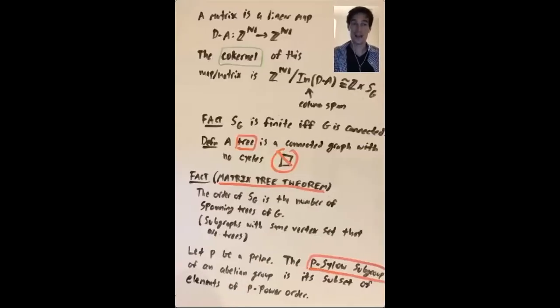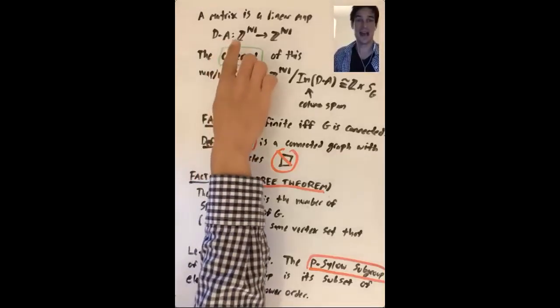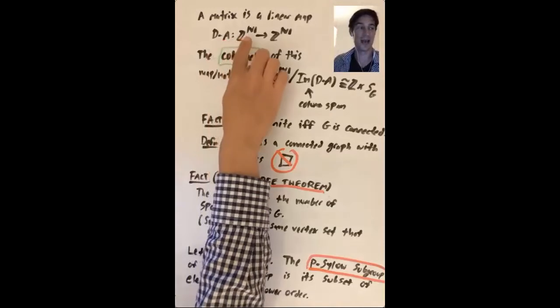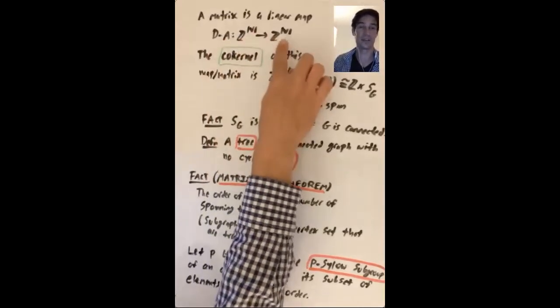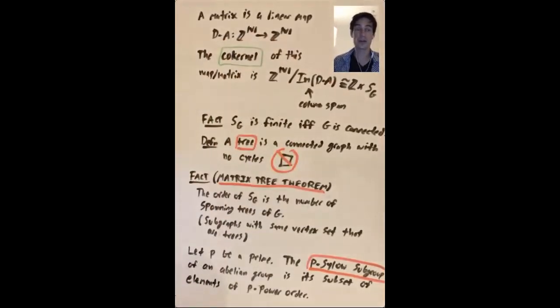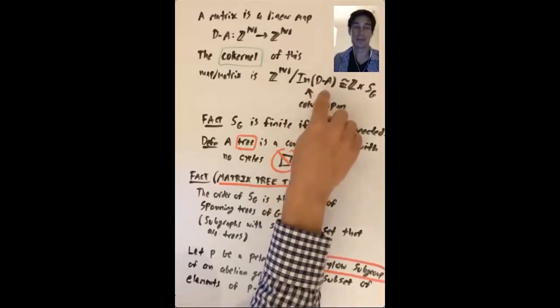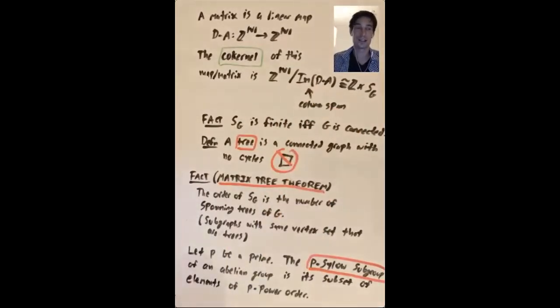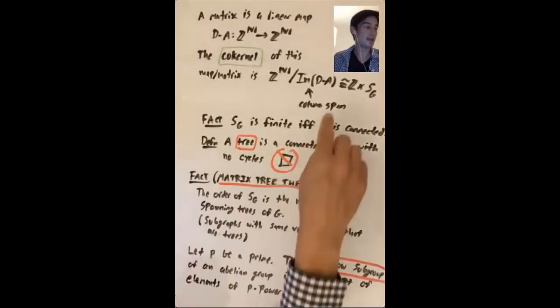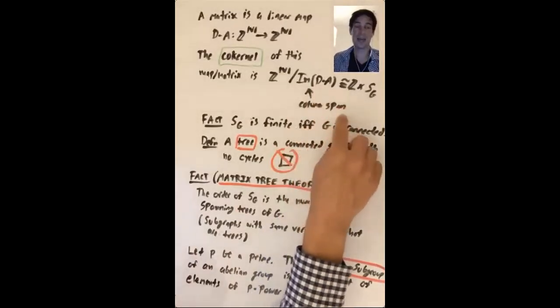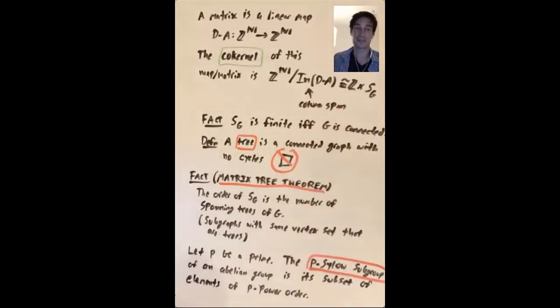We started with a graph, and we got this matrix, the combinatorial Laplacian, D minus A, from it. We said that a matrix is the same thing as a linear map. So we get this map from Z to the number of vertices to Z to the number of vertices. The cokernel of a map is the same as the cokernel of a matrix. It's the codomain modulo the image of the map. So we'll talk much more about quotient groups soon, but maybe you can imagine what this is. And what is this image? It's just the column span with coefficients in Z of this matrix.